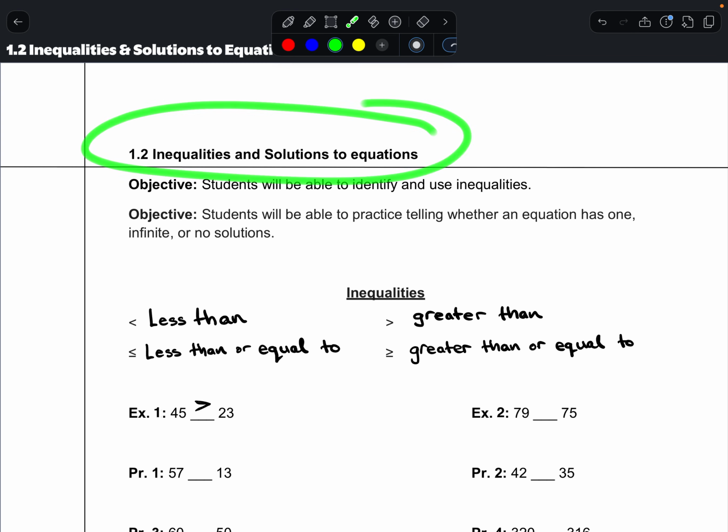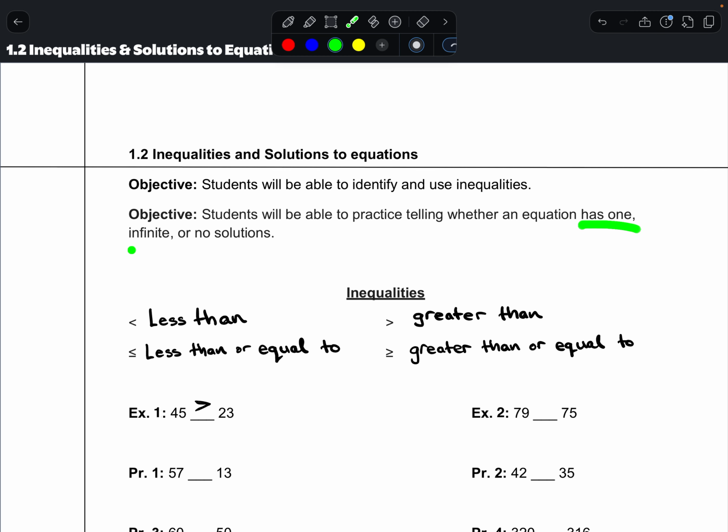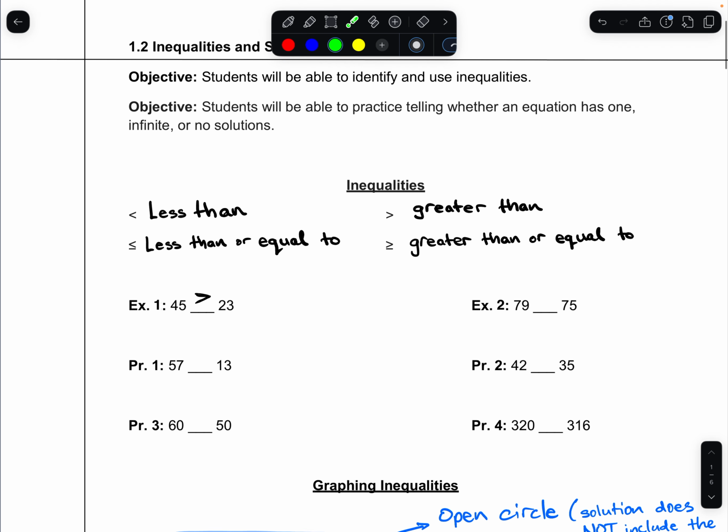This is lesson 1.2, Inequalities and Solutions to Equations. We have two objectives. First, you should be able to identify and use inequalities. We got a new vocabulary word. And then our second objective is talking about when we solve an equation. You should be able to tell when that equation has one solution, infinite solutions, or no solutions.